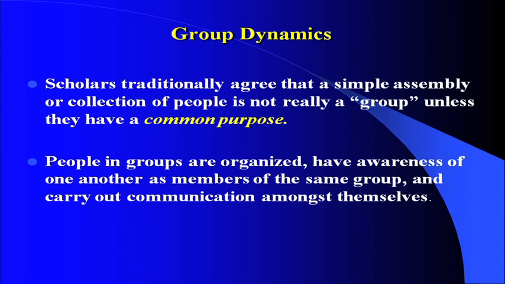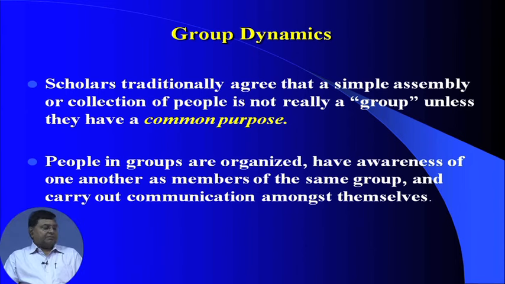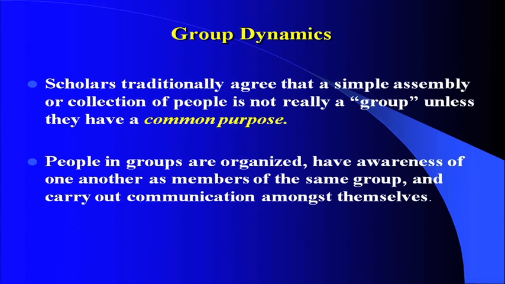Now, scholars traditionally agree that a simple assembly or collection of people is not really a group unless they have a common purpose. So when we talk about a group, it means there should be a common purpose. If there is no common goal, common purpose, then the group will not be very functional or very effective. So this is very, very important, that the group members should have a common goal. Each member should have the feeling that they have the set target and they have to achieve that particular target. People in groups are organized, have awareness of one another as members of the same group, and carry out communication amongst themselves.